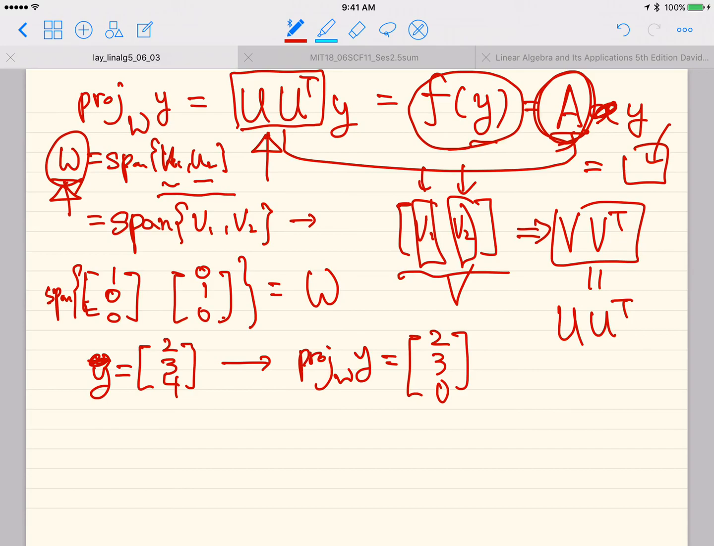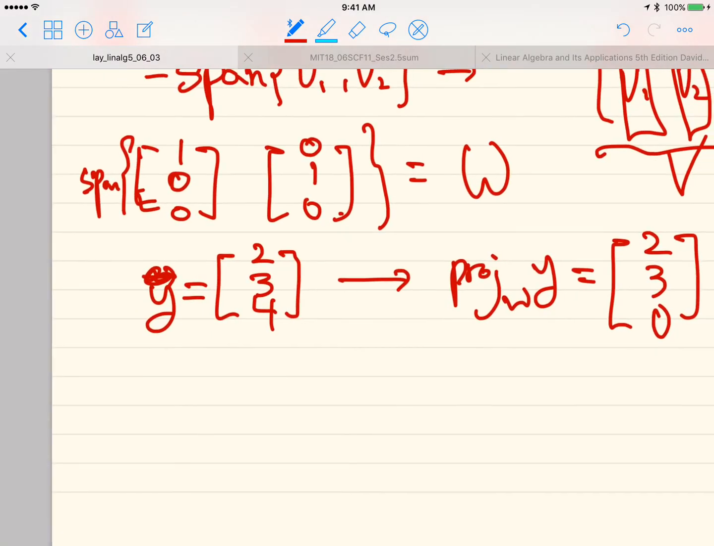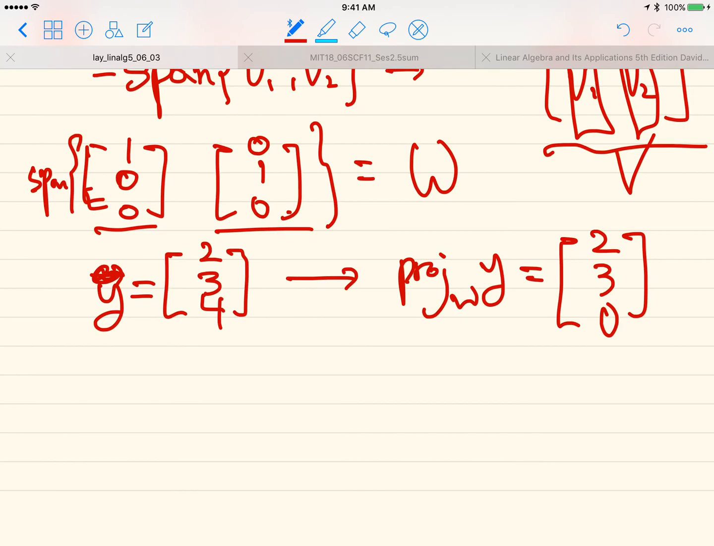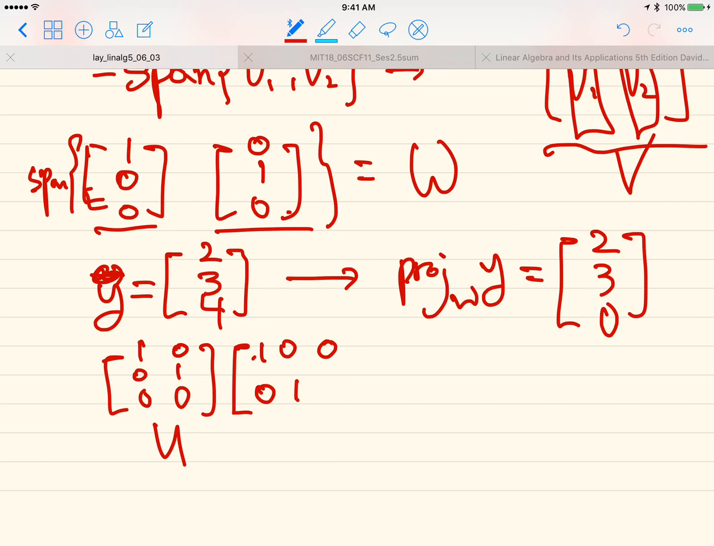Let's apply U, U transpose, and y, and verify if that is true. These two are our orthonormal basis vectors, 1, 0, 0 and 0, 1, 0, which will be our U. And what will be U transpose? 1, 0, 0 and 0, 1, 0. In this case, we will have 1, 1.